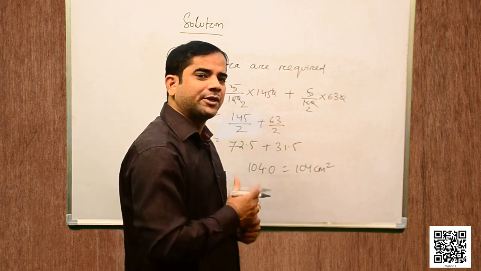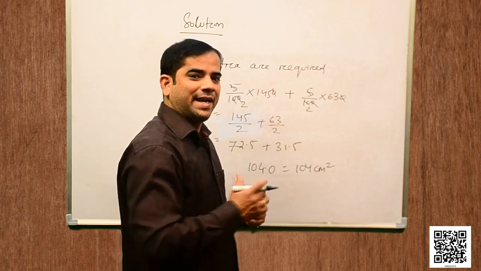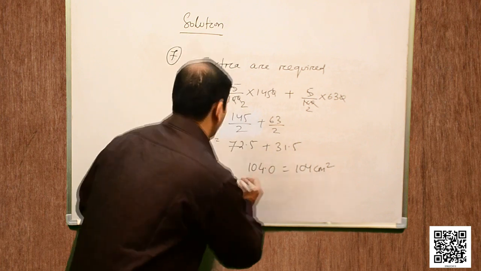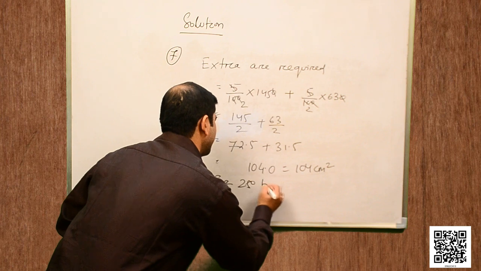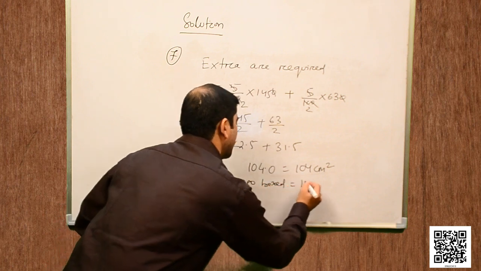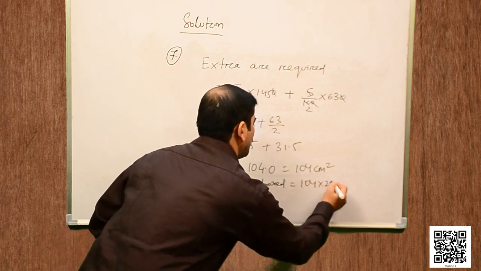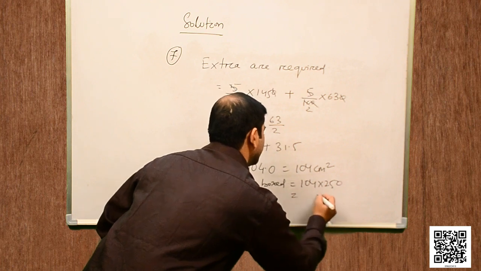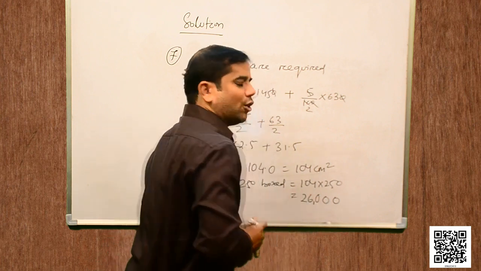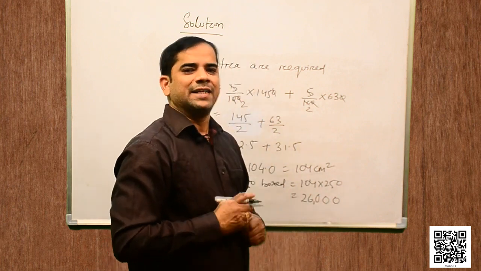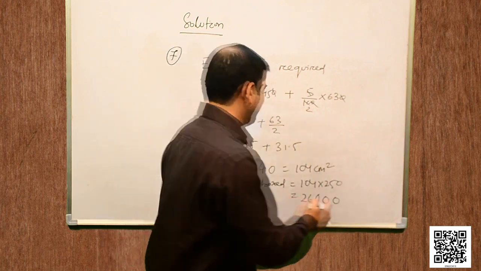Okay. So for 250 boxes, this is for one box. So for 250 boxes, what should be the area? It is 104. So for 250 boxes, it is 104 into 250, which is 26,000 centimeter square. Okay.